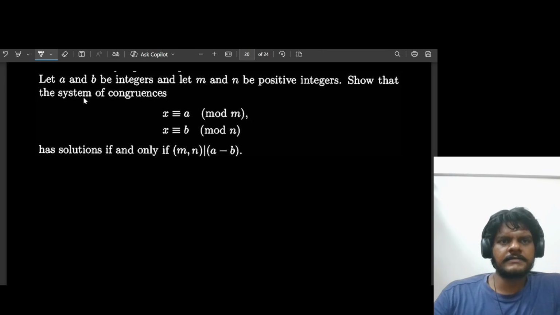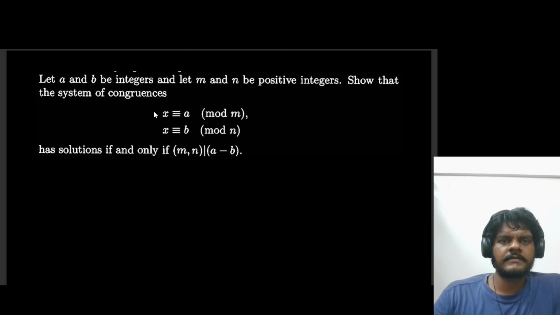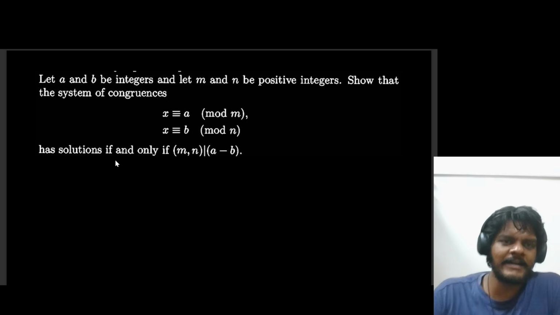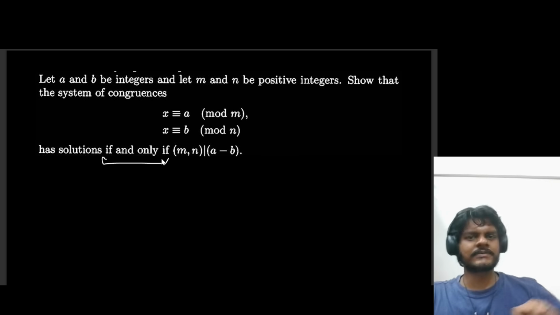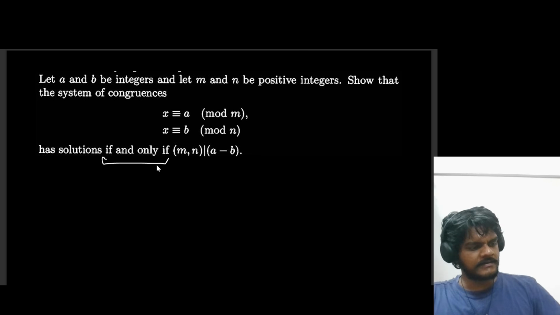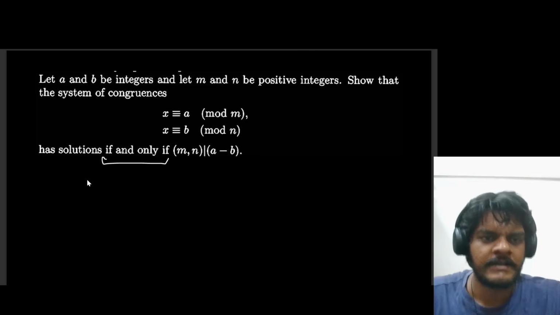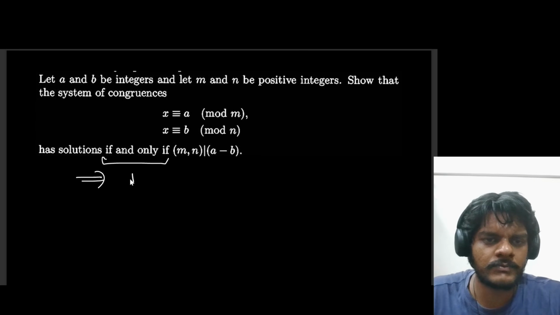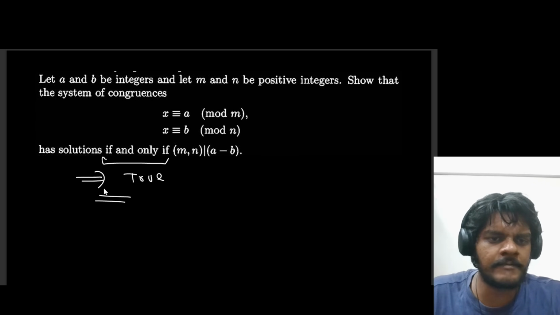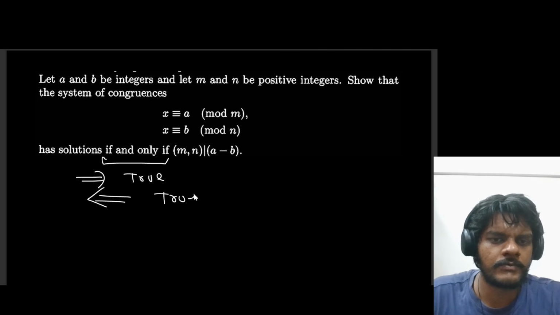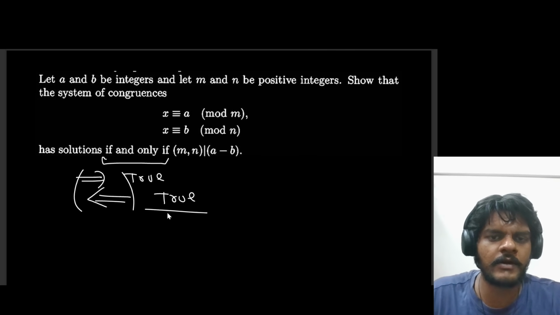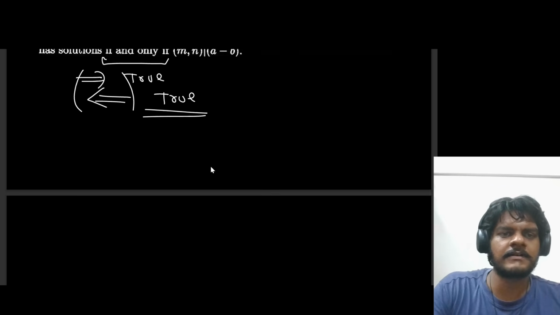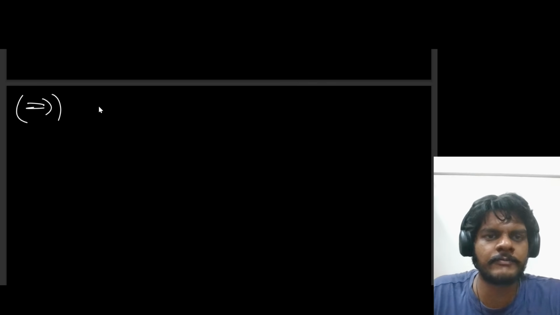Show that the system of congruences has solutions if and only if gcd of m, n divides a minus b. Oh wow, these kinds of questions are very good. What does if and only if mean? It means this implication is true, and this implication is also true. Both have to be true. Got it? So let's first write down what this implication is, what we need to prove.